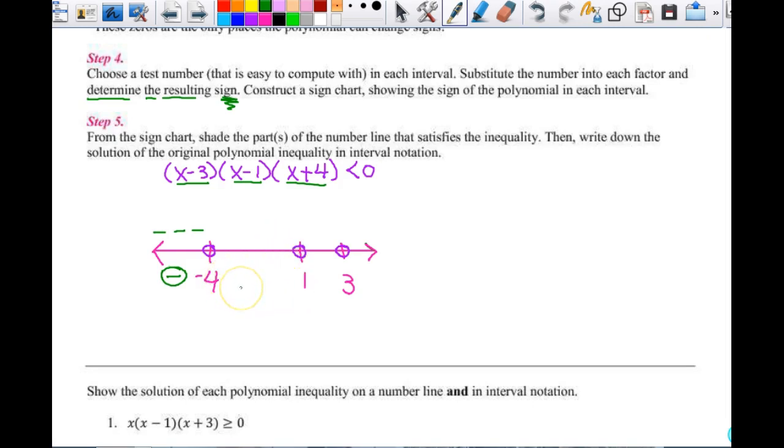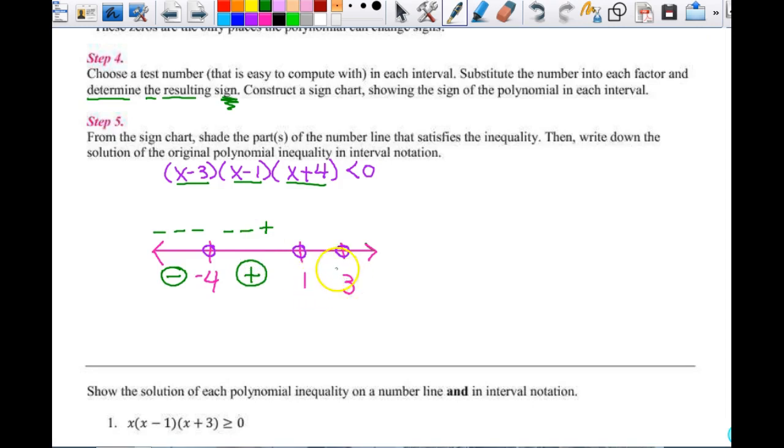If you can choose 0, 0 is always a good one to choose. So 0 minus 3, that would be a negative number. 0 minus 1, that would be a negative number. 0 plus 4, that would be a positive number. So negative times a negative is a positive, times positive is positive.